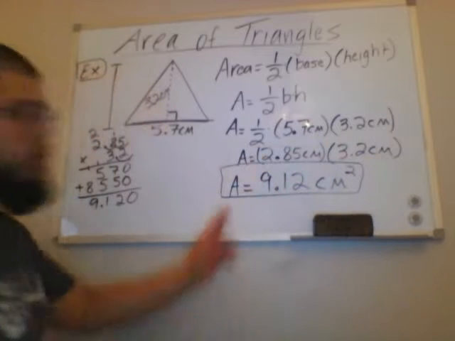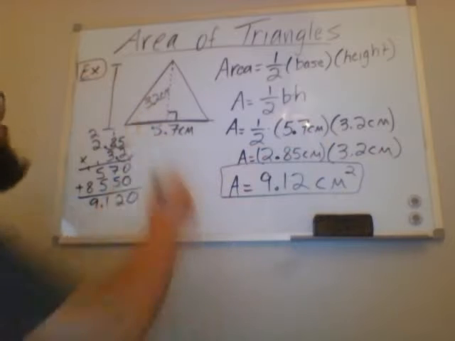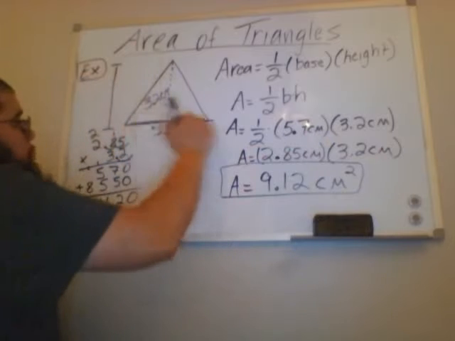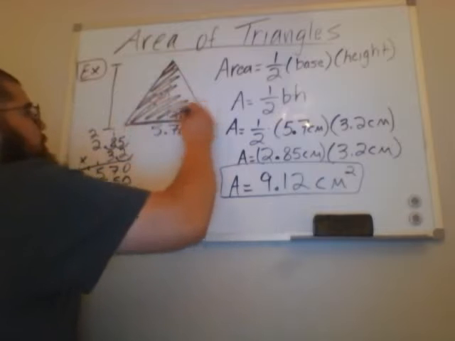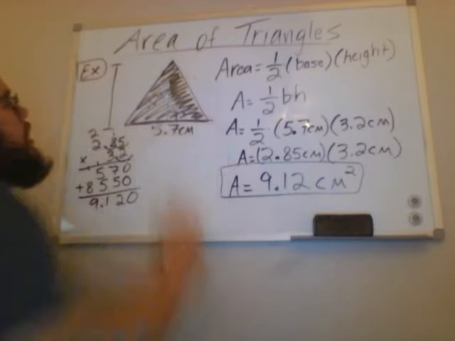And so we found the area of this triangle with height 3.2 and base 5.7, and again we found the inside, the area of this triangle.